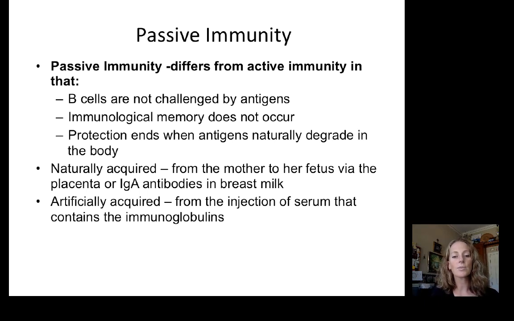So these can be natural. This happens with breast milk from mother to baby. There are antibodies that are passed on to the baby. Or it can be artificial, where a clinician will inject a serum that contains antibodies. In both of these cases, though, because the B cells are not challenged and do not bind to antigens, we skip that step and just go straight to the antibodies. There's no memory, so this doesn't help with long-term immunity. It only helps while the antibodies are being administered.